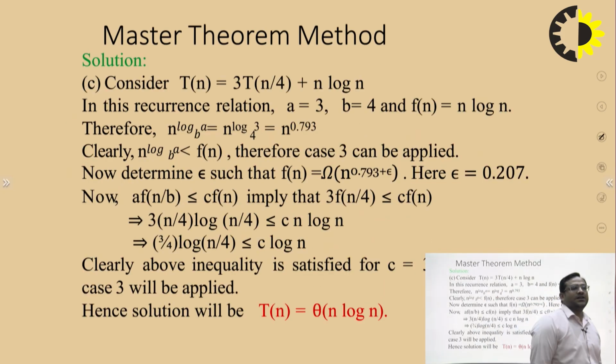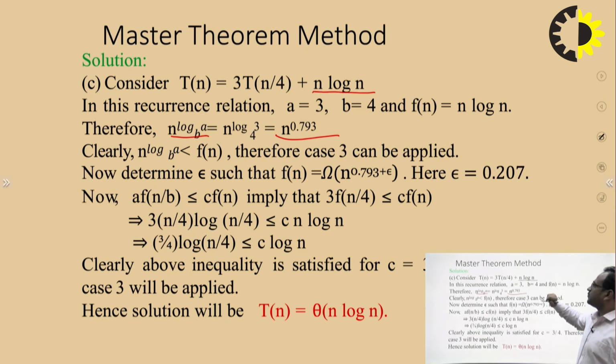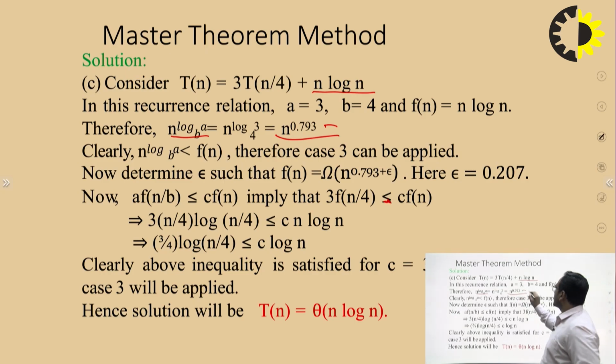Let's see case number 3 here. In this example, you can see a is equal to 3, b is equal to 4, and f(n) is equal to n log n. I am again calculating the same thing, n to the power 0.793. And here I can check n to the power 1. So it is basically less than, so you have to add something. If you add something here, it becomes equal. You can apply case number 3 here.